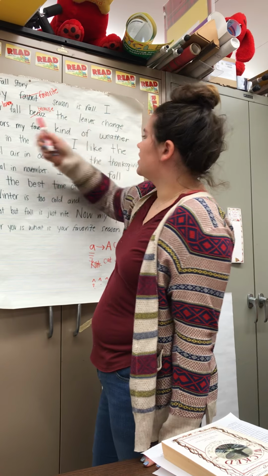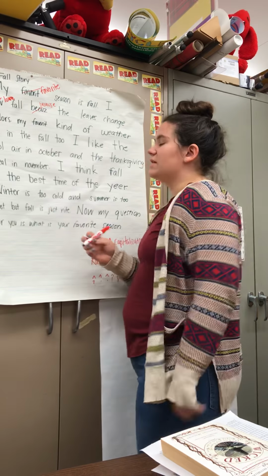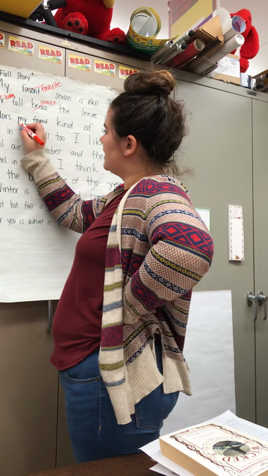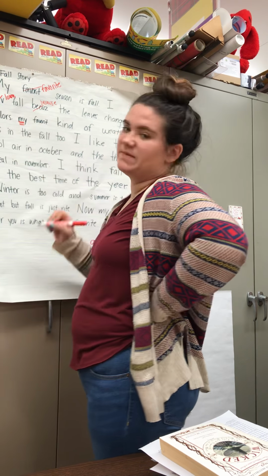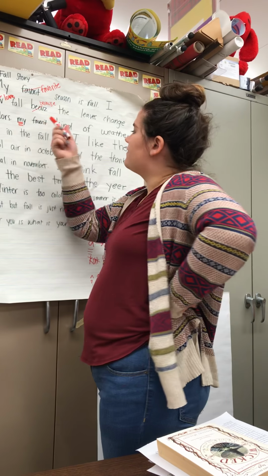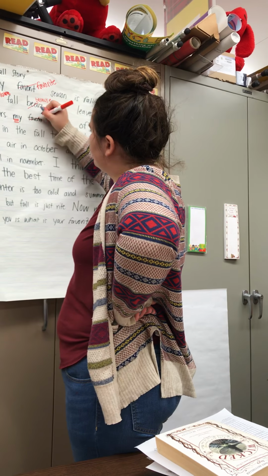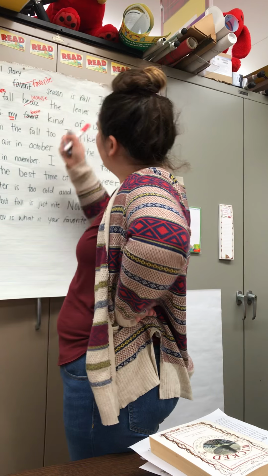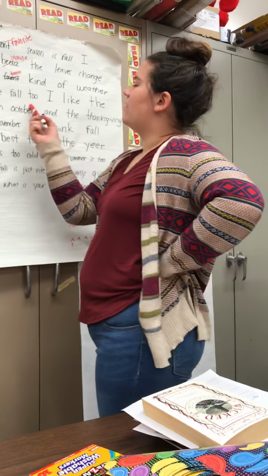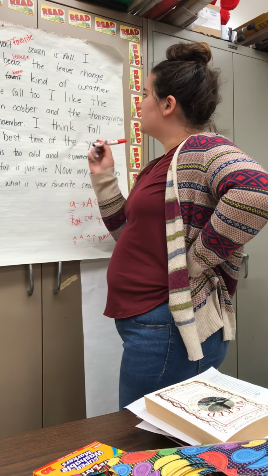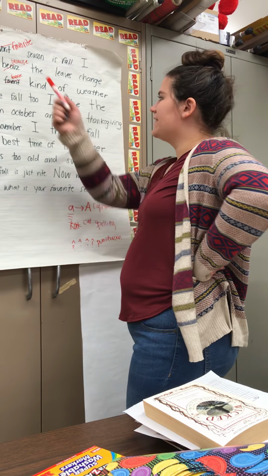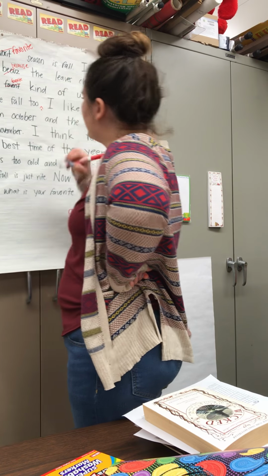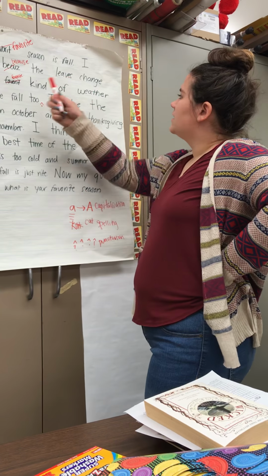The leaves change colors. My, this is the first letter of the first word in the sentence. That means it needs to be capitalized. My favorite. Favorite's not spelled right. Nope, making it misspelled. There we go. Kind of weather is in the fall too. Hold on, that's a long sentence. I think it's supposed to be two sentences, so let's add a period and see how this looks.